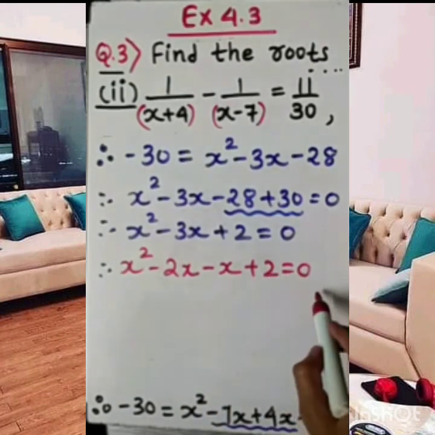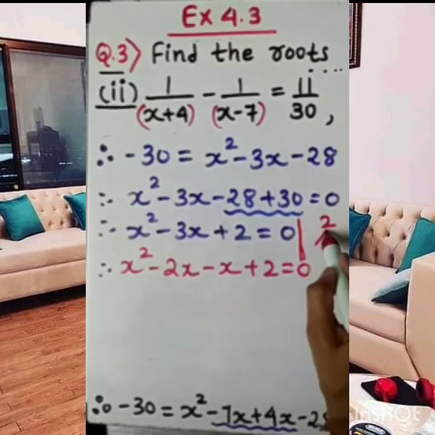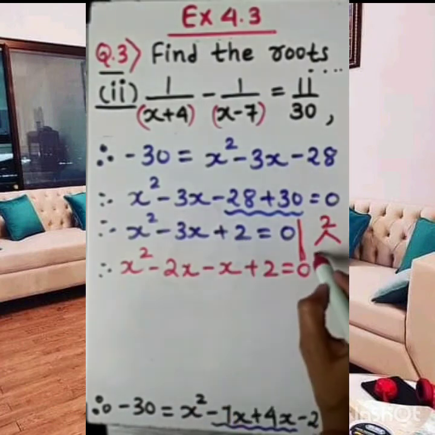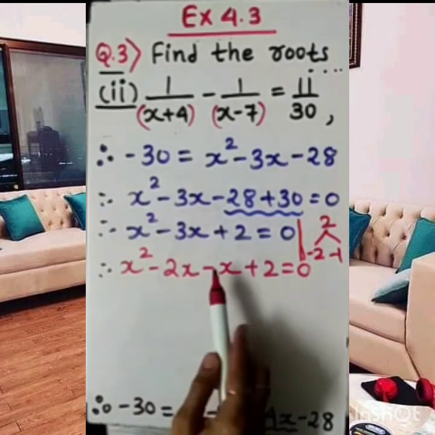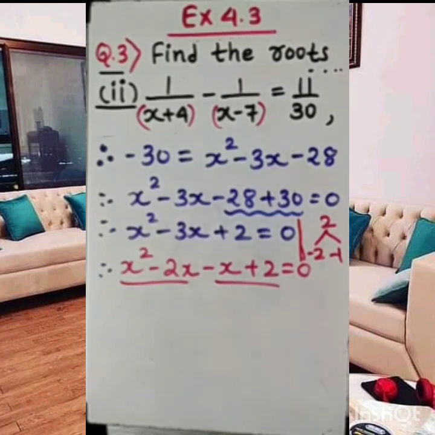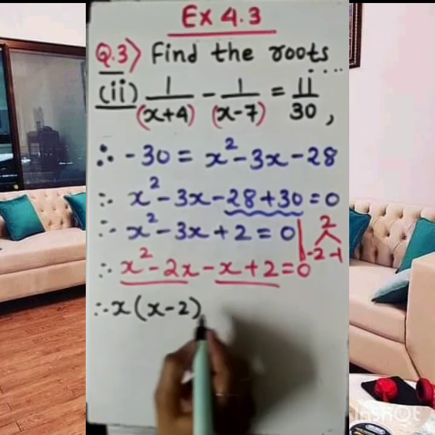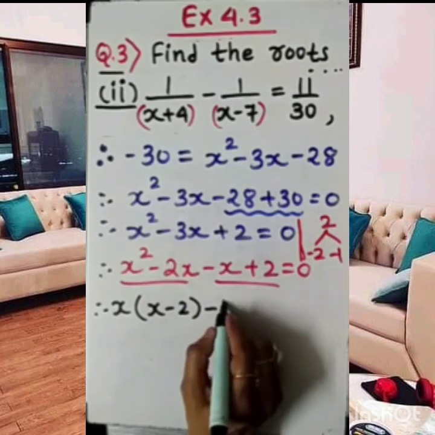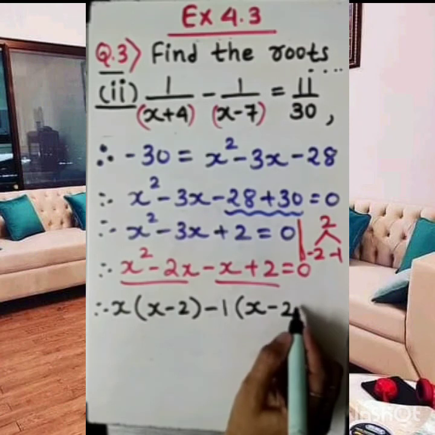Middle term splitting method. What I did here, 2 is with me, so I split the 2. 2 ones are 2, so I am mentioning 2 and 1, and the sign of both will be minus. So let's make a pair. If I am making a pair, so I need to take out x common from the first two terms, so I should have x minus 2, and from both of these terms nothing is common, so 1. As usual, because of this minus sign, I need to change the sign.